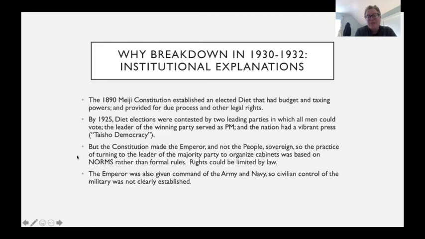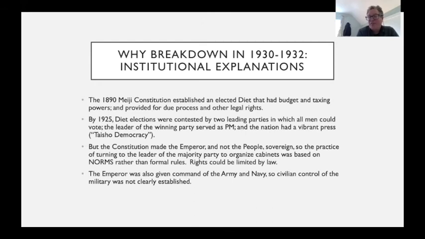But all of this was based on norms rather than formal rules. Even the ability of the press to report freely is not guaranteed in the Constitution. It can be limited by the law. The final flaw, which you could also hear in the blow-by-blow account, is the absence of clear civilian control of the military. The Constitution places the Army and Navy under the command of the Emperor.